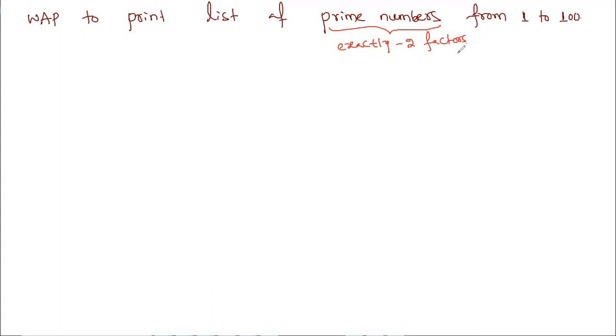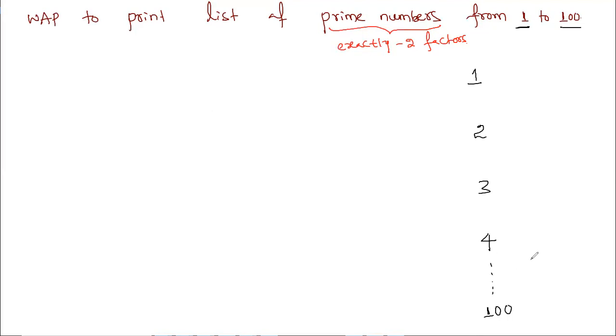So to understand this logic, first we have to consider each and every number from 1 to 100, correct? Here I'm considering numbers 1, 2, 3 and 4 for clear understanding. The same thing will be applicable for the remaining numbers as well, up to 100.